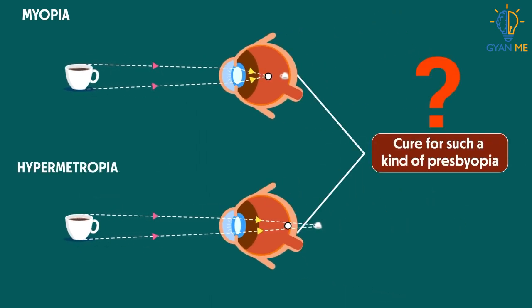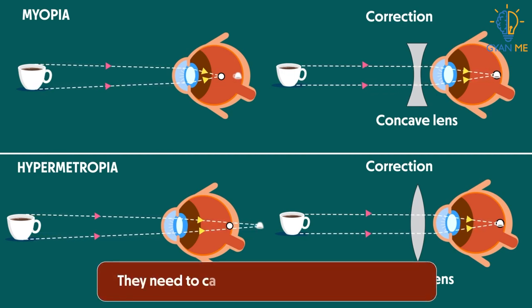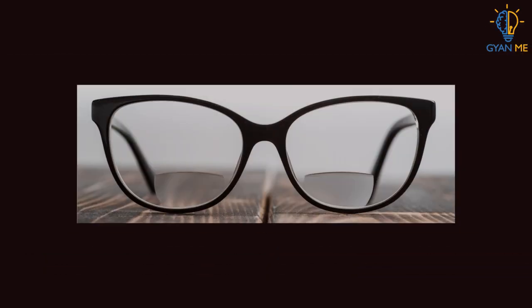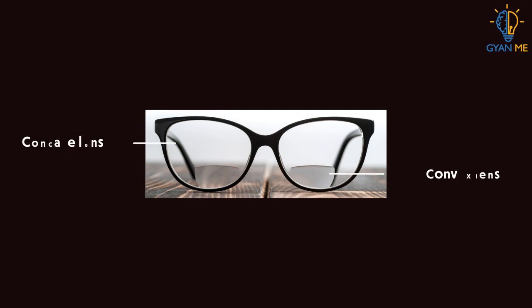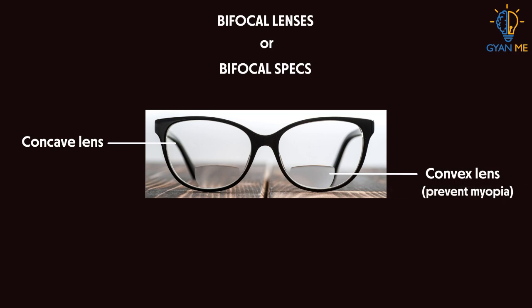But what could be the cure for such a kind of presbyopia? These people need to wear both types of lenses. So do I mean they need to carry and wear two types of specs? No, not at all. Specs to correct such a defect as presbyopia have both the lenses fitted together in one pair of specs. Such specs are called bifocal lenses or bifocal specs. A convex lens of appropriate power to correct hypermetropia is fitted, and a concave lens of appropriate power is fitted to correct myopia.